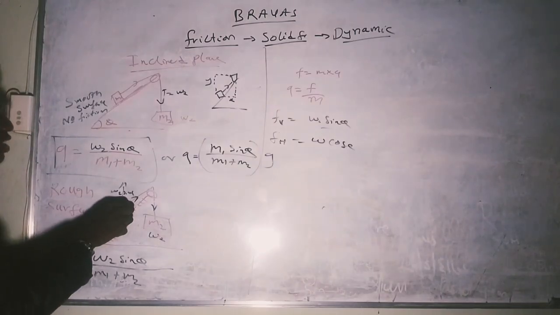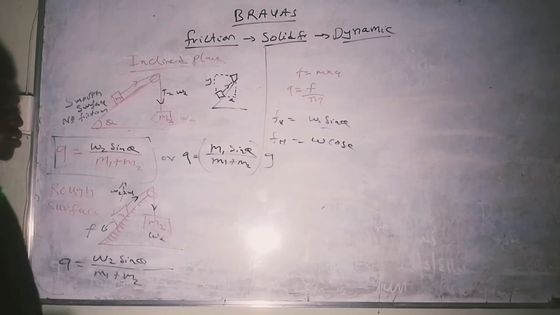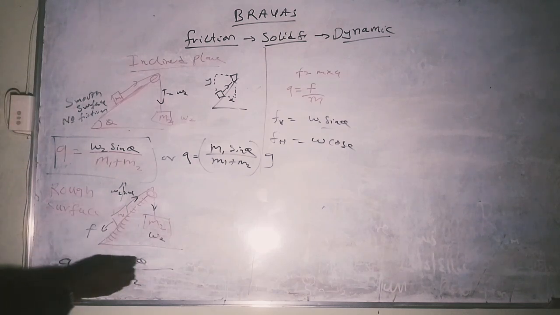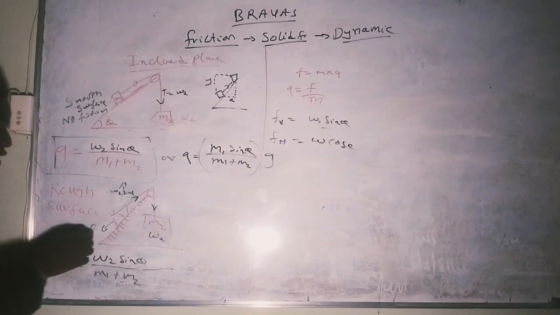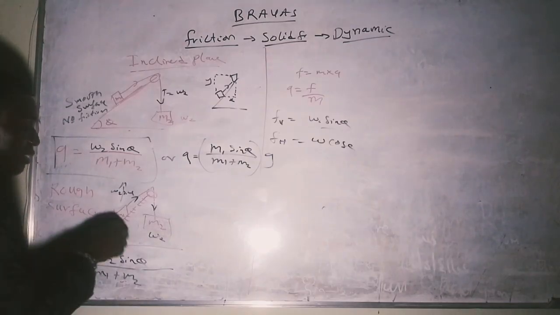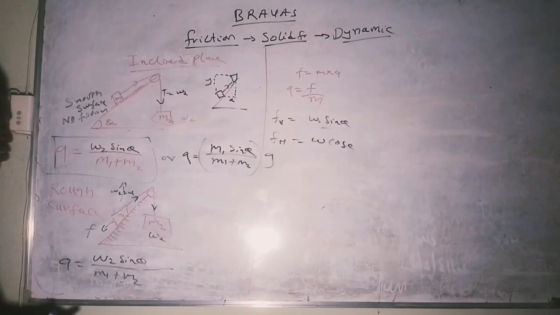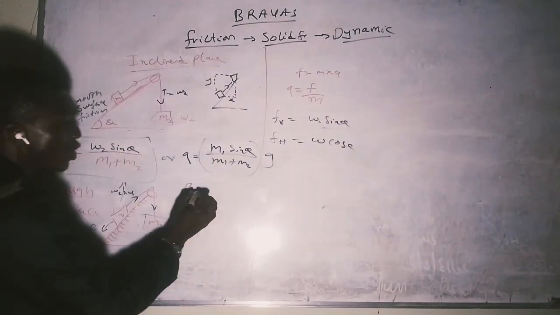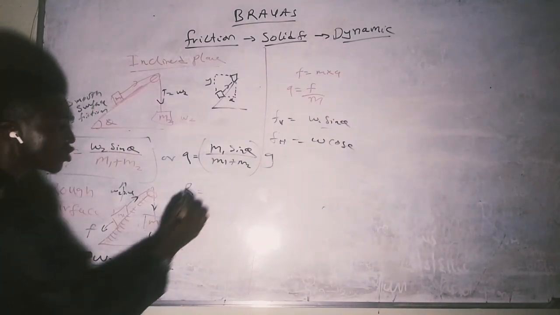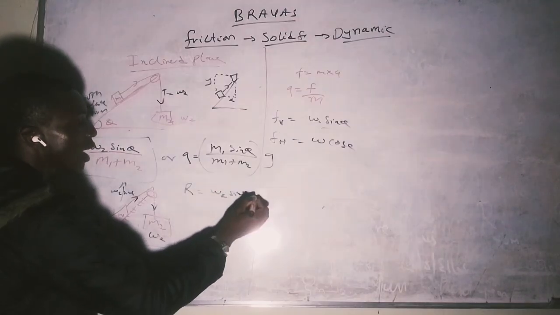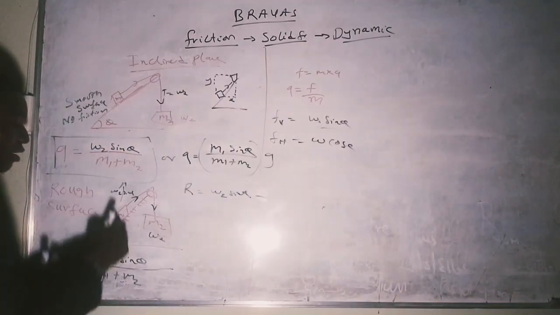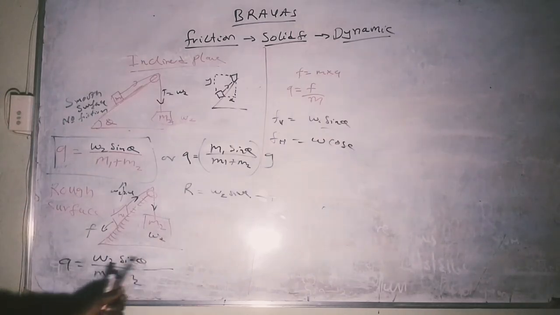how are we going to know the remaining force that is left on M1? We say the force W2 sine theta that is dragging this body minus the friction that is disturbing them. The remaining will be the force that is there. So our remaining force on M1 will be equal to W2 sine theta minus this friction.